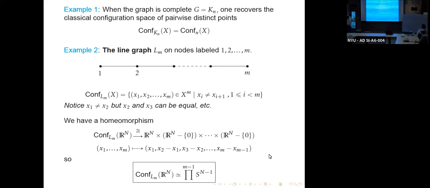So what I'm interested in, obviously, the whole purpose of this talk, is to give you the homotopy type. Here's an example where you can work it out by hand. When you have a line graph, then the configuration space is homeomorphic to a product of spheres, and the spheres are going to show up all over the place. You have this nice map, because x_1 goes to x_1, but x_2 minus x_1 is not 0, because each one and the next are distinct, and you can go back. So for the line graph, we know not only the homotopy type, but that it's homeomorphic to this thing.